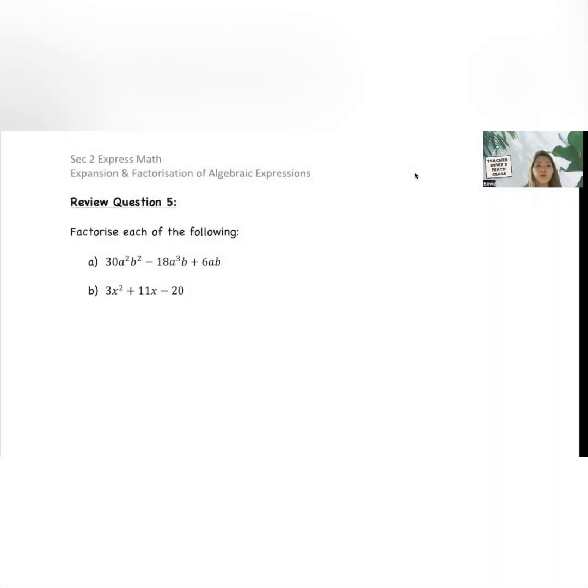For review question 5, factorize each of the following. So for part A, we have 30a squared b squared minus 18a cubed b plus 6ab. Can we first identify what kind of factorization method we have to use for this question? Definitely not quadratic because I have a cubic function at the a cubed here. Definitely not by grouping because for grouping, I usually need 4 terms, correct?